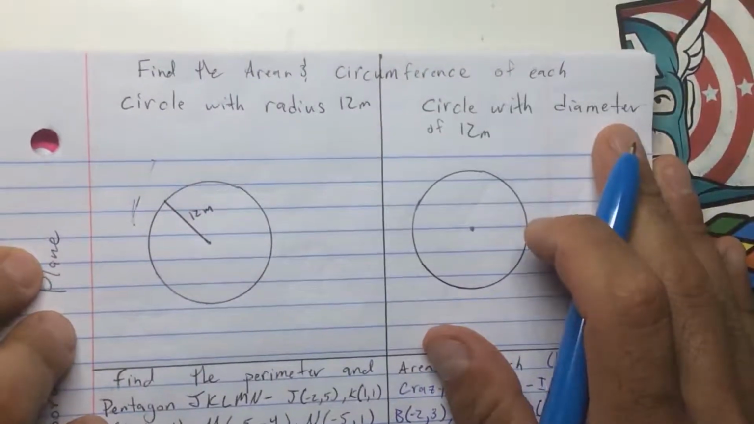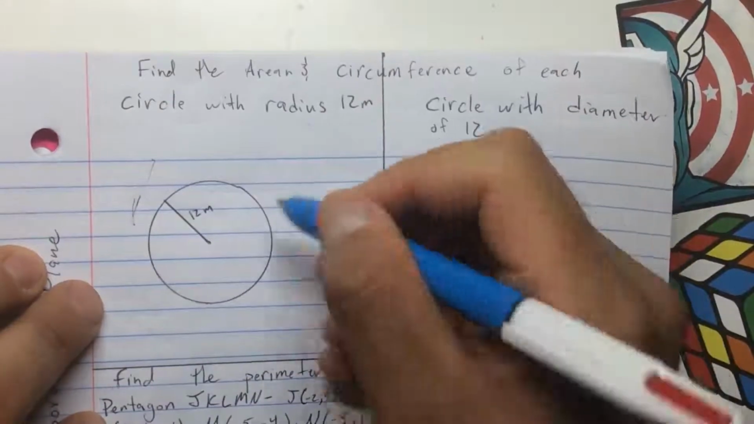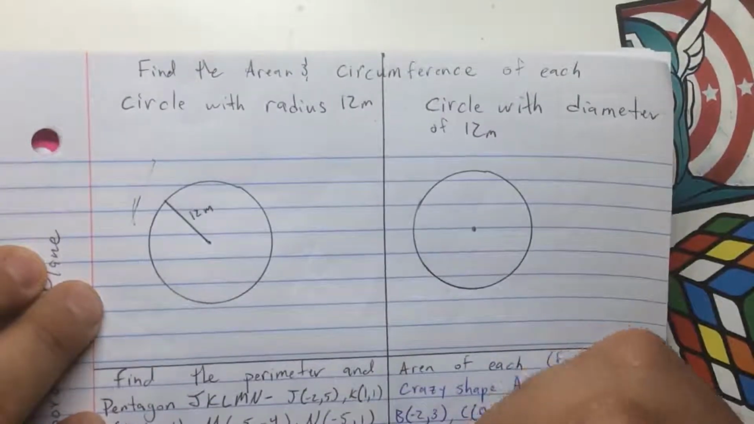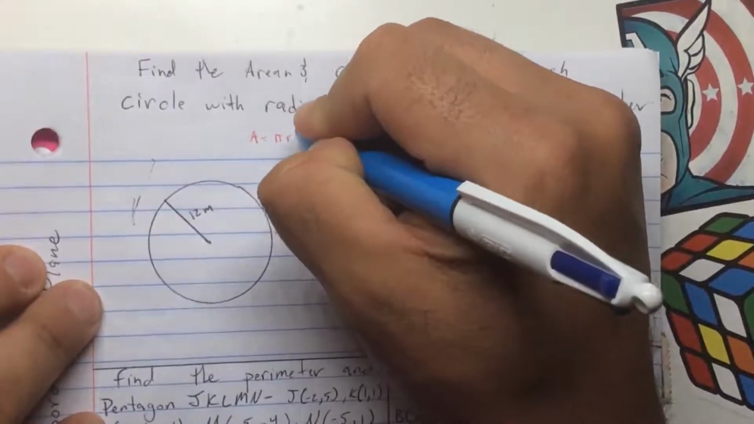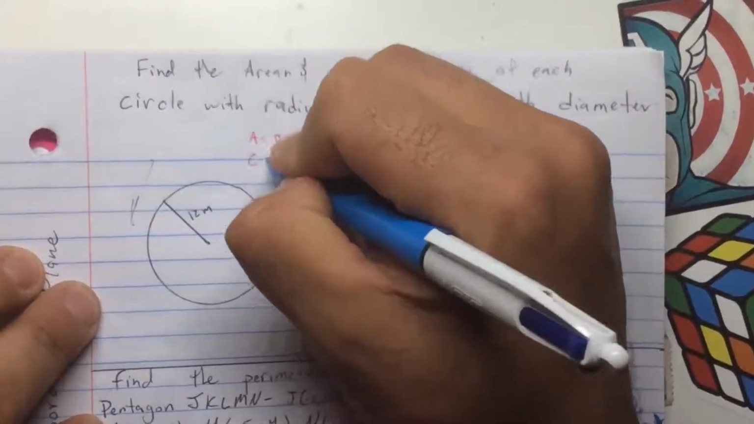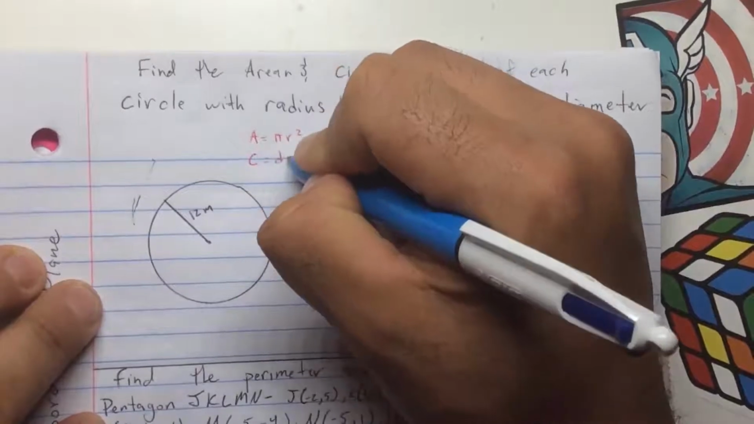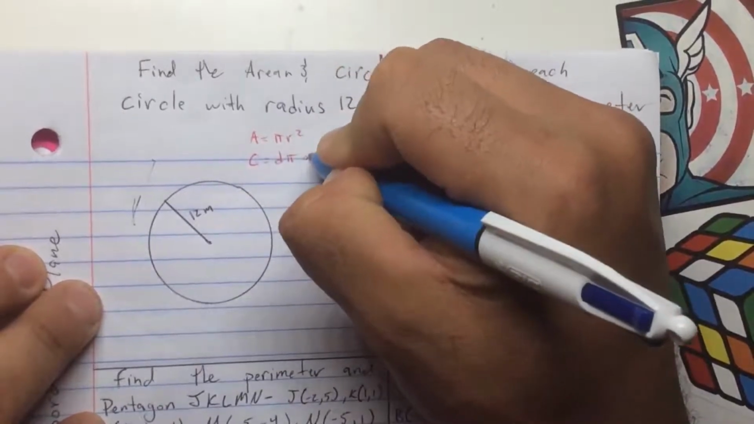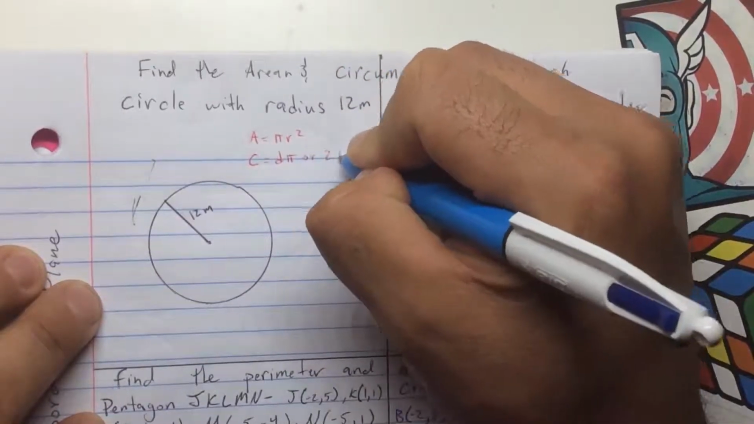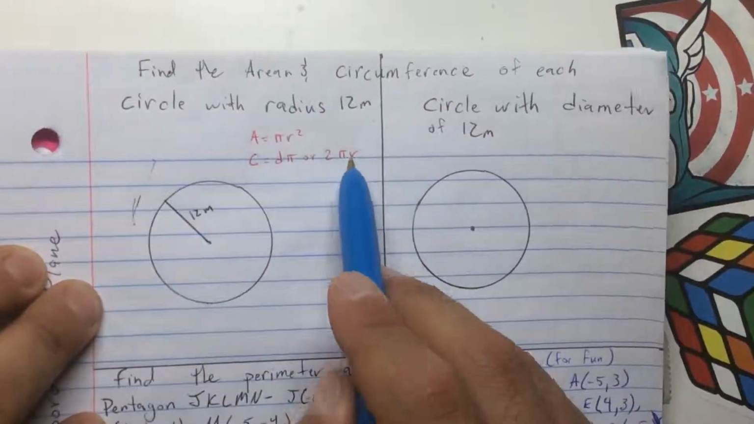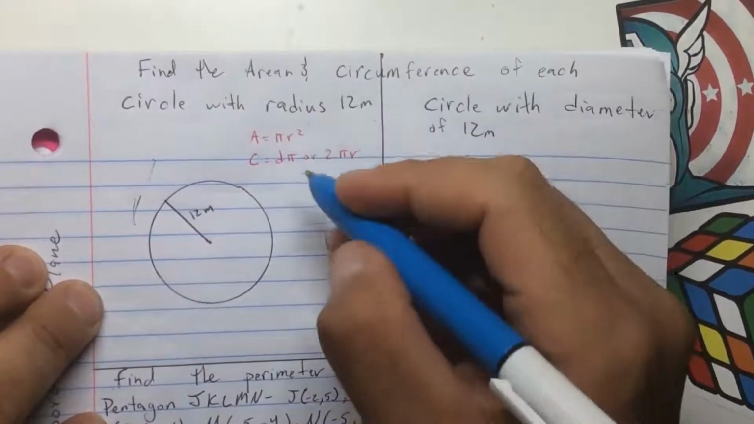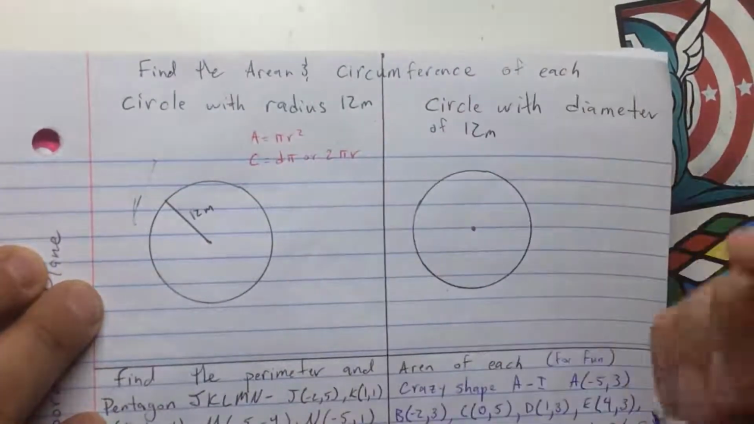So that means our area, if you guys remember the formula, I'll write them both down. Area is equal to pi r squared, and our circumference is equal to either d pi or 2 pi r. Since we're using r, we're going to use this formula for the circumference. But first things first, let's do area.